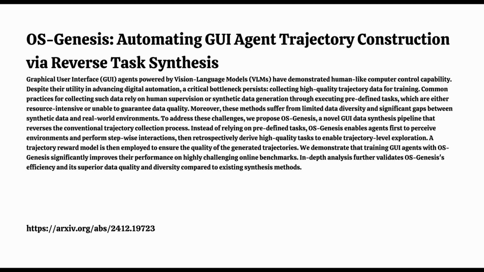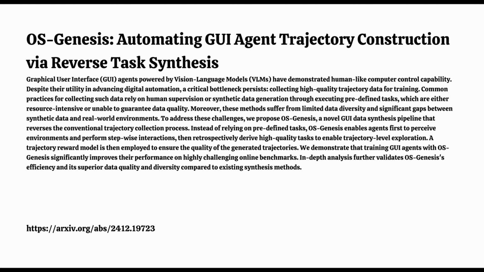But how do we ensure it's learning the right things, not just picking up any random action? Well, that's where the trajectory reward model, or TRM, comes in. It's like a built-in coach that gives each sequence of actions a score based on how well it achieves a specific goal. So the AI learns what works and what doesn't and focuses on the interactions that actually lead to something meaningful.